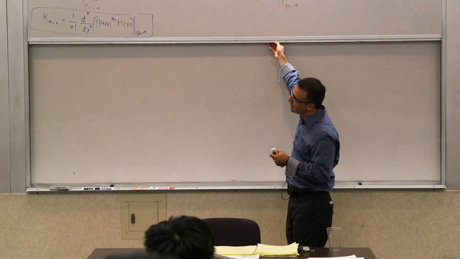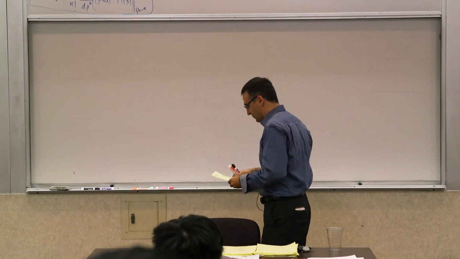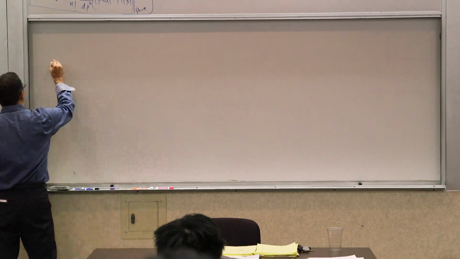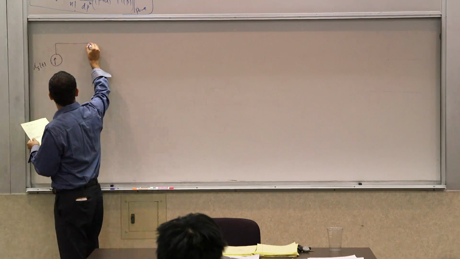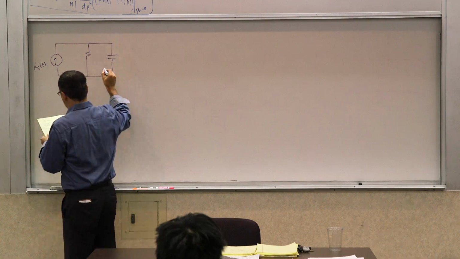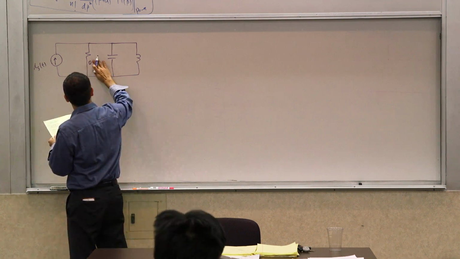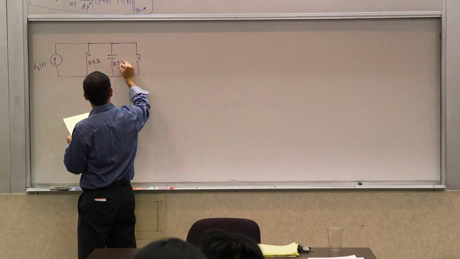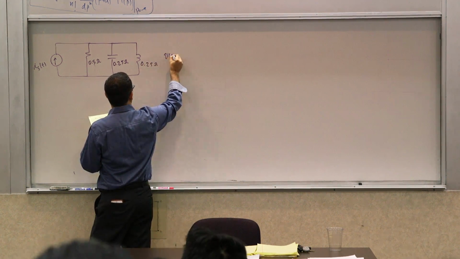So let's do an example to see how it's applied. Actually, it makes it a lot easier because you get rid of a lot of terms. So this is a very simple example. Let's say you have a current source, Is of t, that drives a capacitor, a resistor, and an inductor. The resistor is, let's say, 0.5 ohm. Capacitor is 1/4 of an ohm, and inductor is 1/4 of an ohm. And they're looking at that.